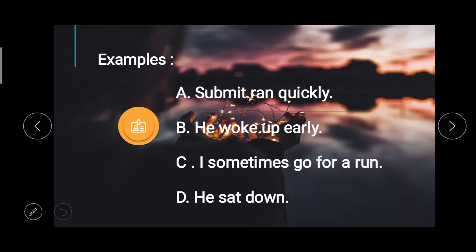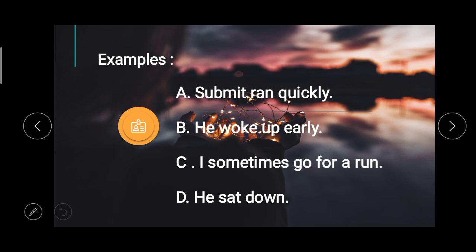To understand them, here we have included four different sentences. The first one is Sumit ran quickly. Number two, he woke up early. Number three, I sometimes go for a run. And number four, he sat down.